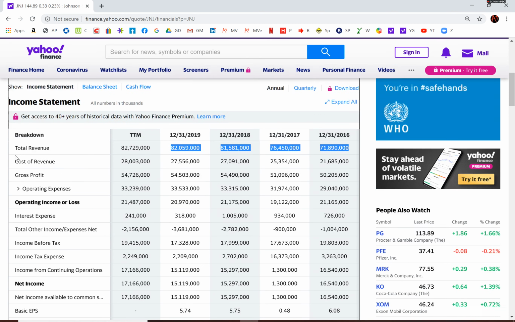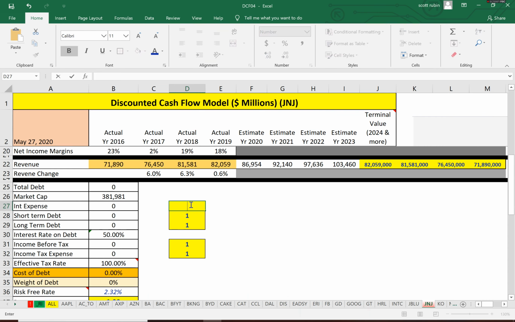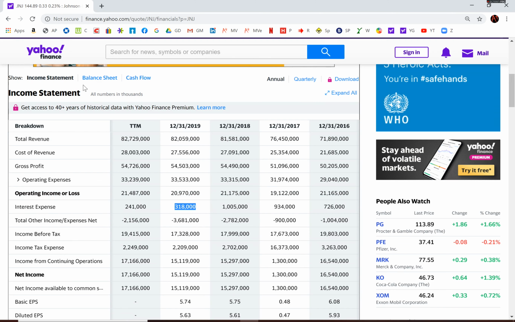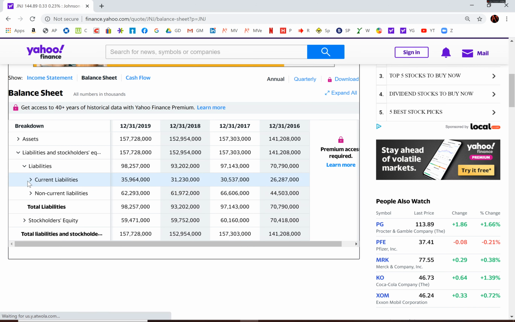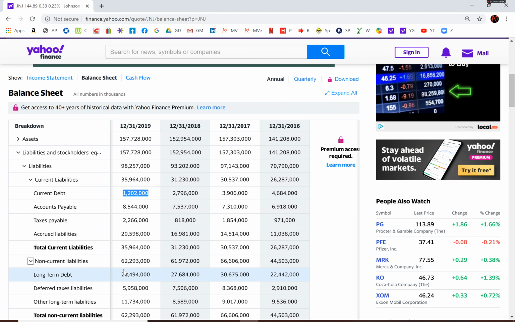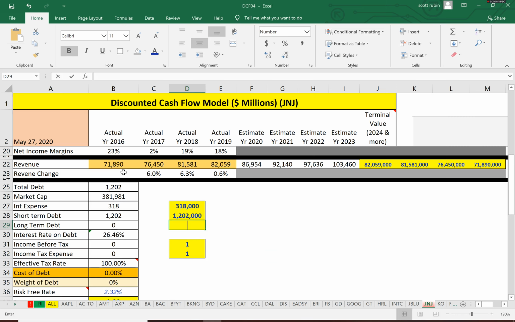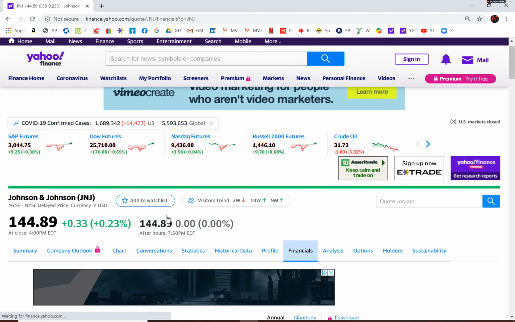So the first step to get the WACC, we need the interest expense. That's the interest on the debt they pay, $318 million. And now we got to go to the balance sheet to see how much debt they have. So current debt is due within 1 year, it's $1.2 billion. Long-term debt is due beyond 1 year, that's $26 billion. So they only pay 1.15% interest on the debt. That's really low. But interest payments are tax deductible, so let's find their effective tax rate.